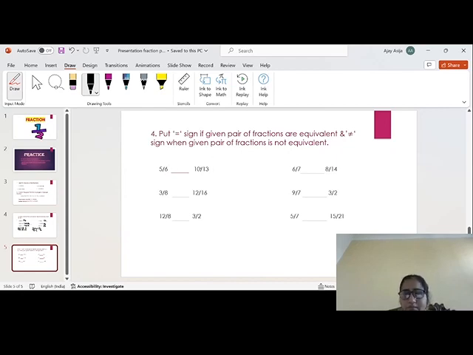So we will go with multiplication. We write 5 by 6. We find the number with which if we multiply 5, we get 10. That number will be 2. So 5 multiplied by 2, we get 10. Similar operation we have to do in the denominator. So 6 multiplied by 2, we get 12, not 13. So 5 by 6 is not equivalent to 10 by 13.